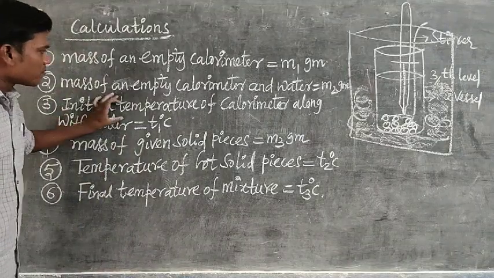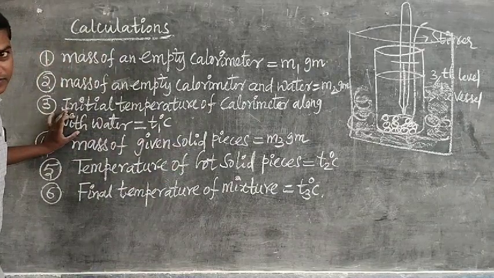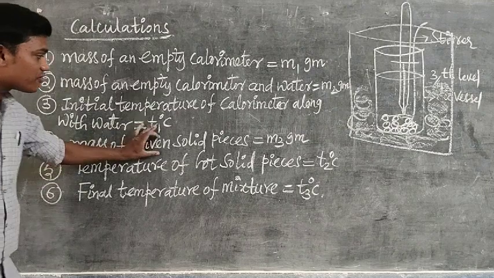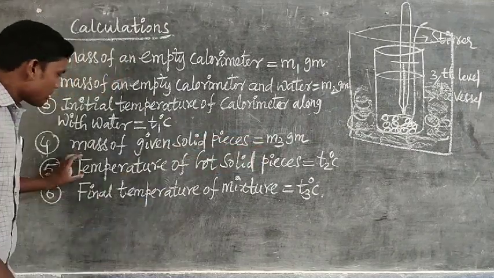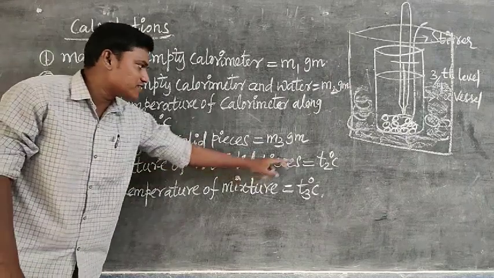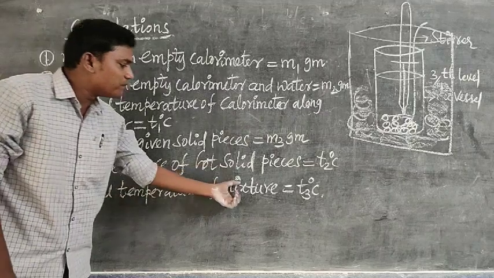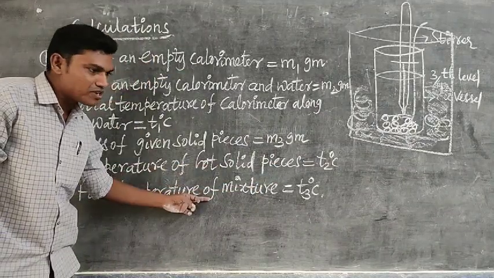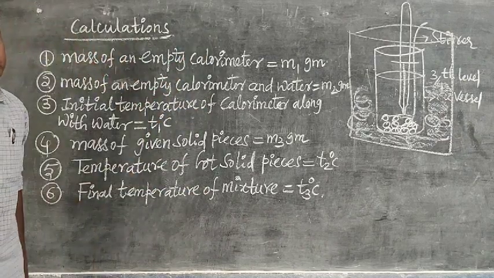Next, the initial temperature of the calorimeter along with the water, that is T1 degrees Celsius. Mass of the given solid pieces is m3 grams. Temperature of the hot solid pieces is equal to T2 degrees Celsius, and the final temperature of the mixture is T3 degrees Celsius. I will explain all these calculations clearly in the procedure.